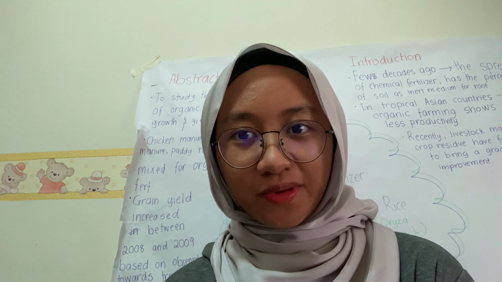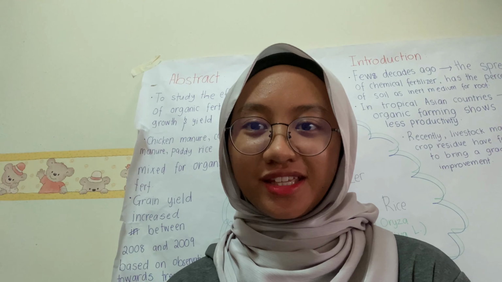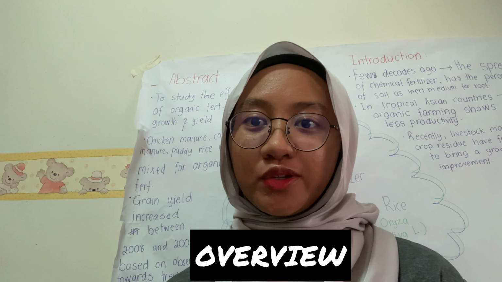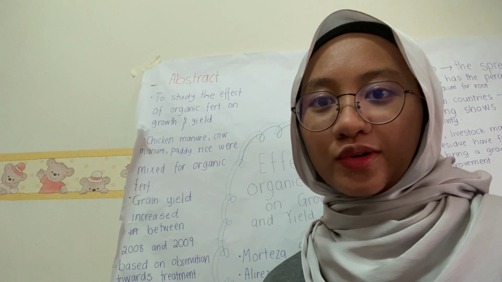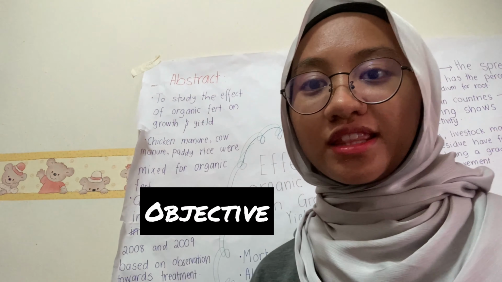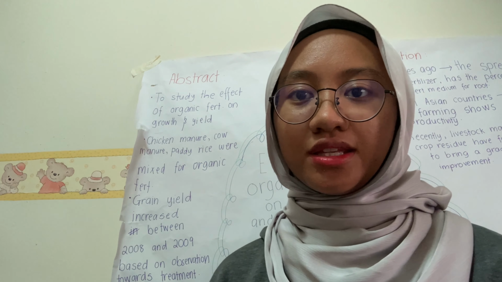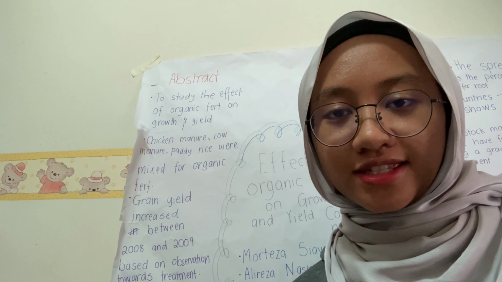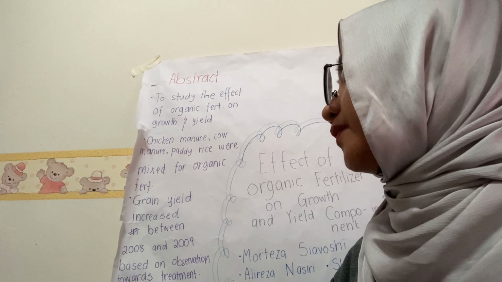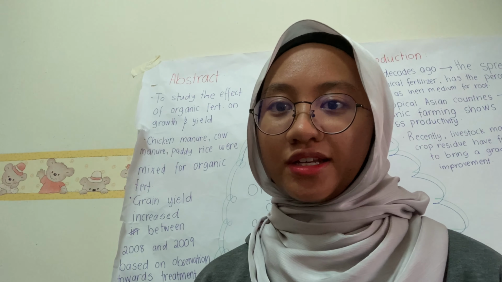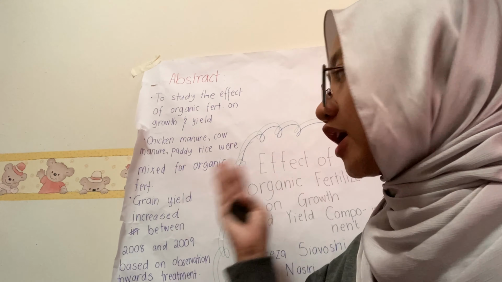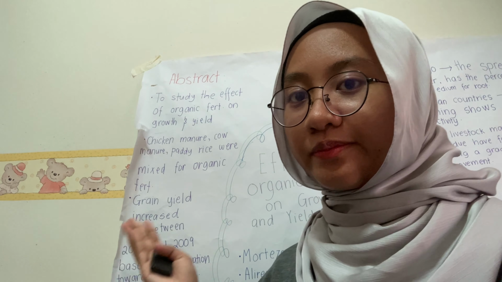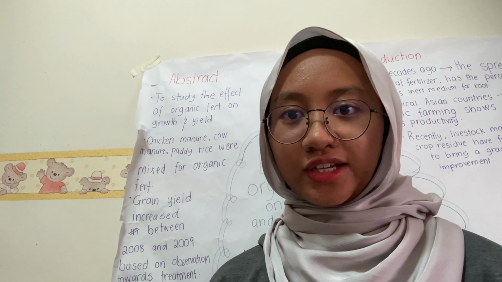How can I explain this? An abstract usually means an overview of the journal. So obviously you can see the first point is the objective of the experiment, which is that they clearly wanted to see the effect of organic fertilizer on yield components of rice and also growth of rice. For the second point, they told the reader how the organic fertilizer was made. Here they use chicken manure, cow manure, and also the residue of paddy rice for the organic fertilizer.